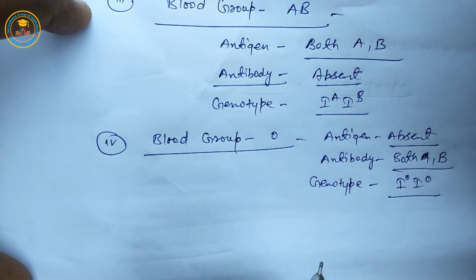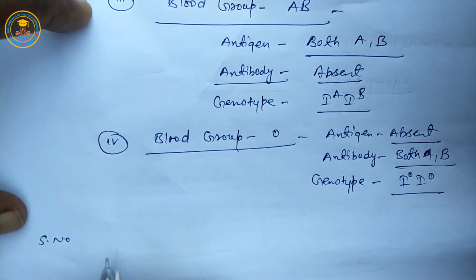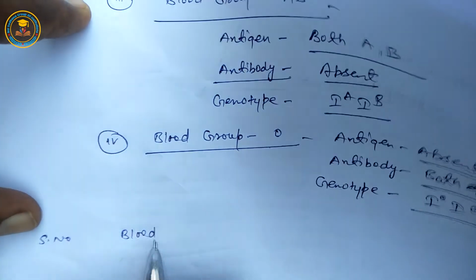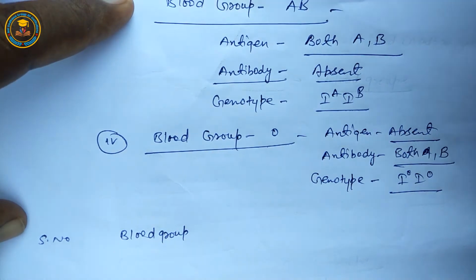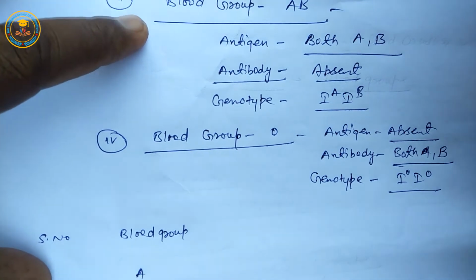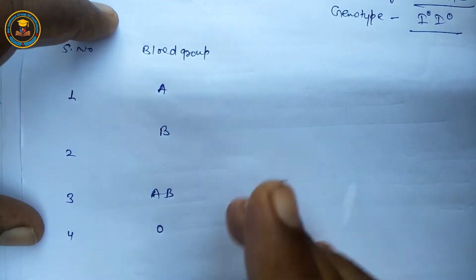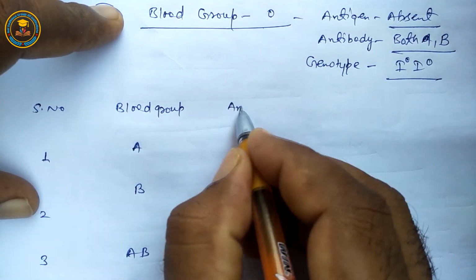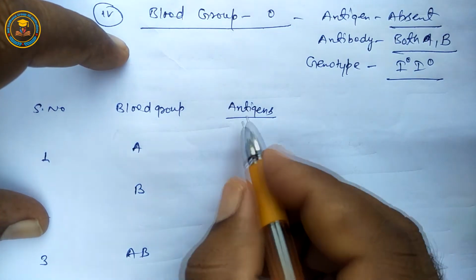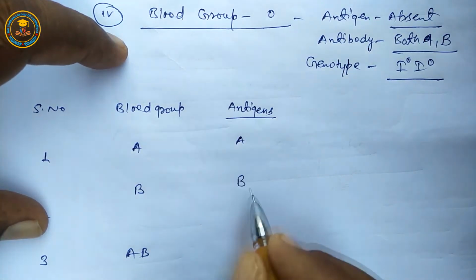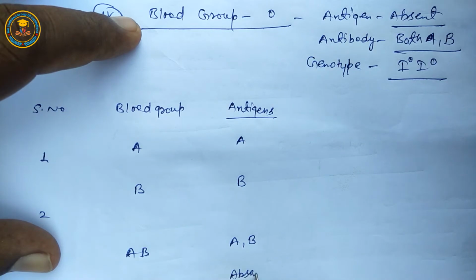Next I draw a table of the ABO system. First is the serial number, second is the blood group. Serial numbers 1, 2, 3, 4. Blood groups are A, B, AB or O. Next are the antigens: A, B, both A and B, and absent.